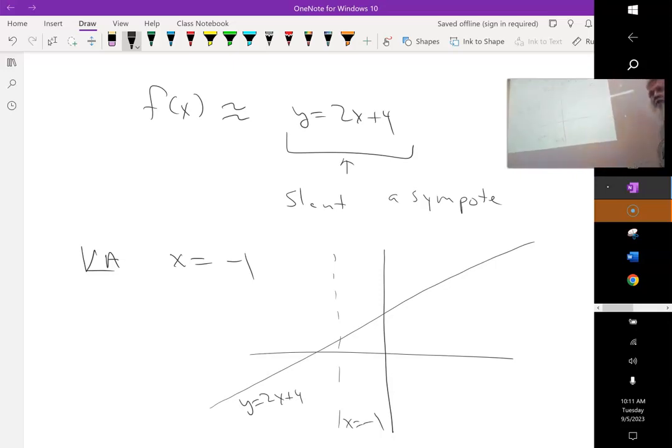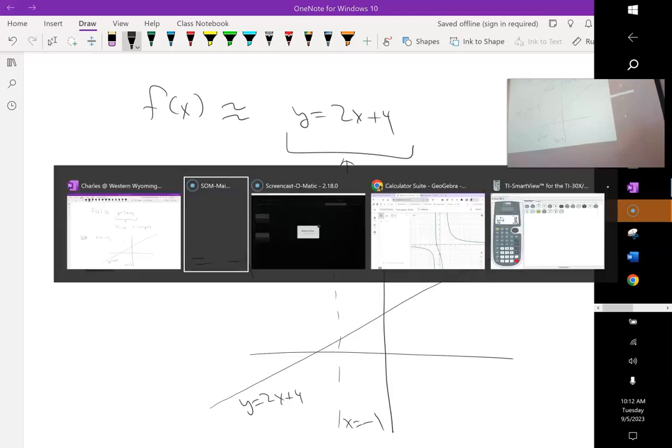And I could plot more points to figure things out, but we'll have more techniques going on. But let's bust out some technology now and just kind of show you where this is leading to. All right, so let me get out some GeoGebra here again.